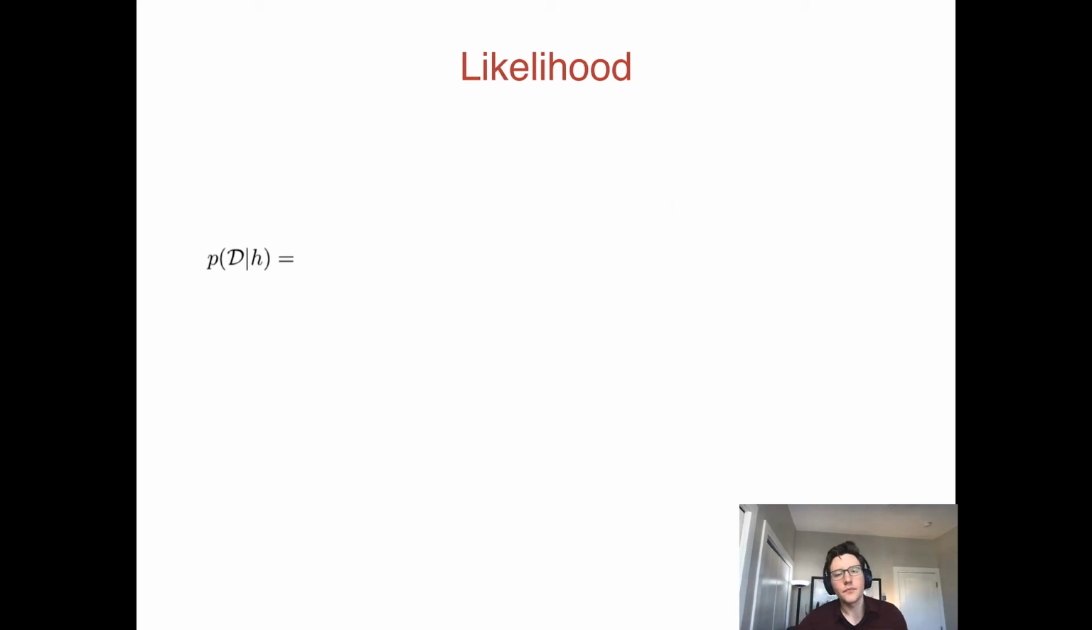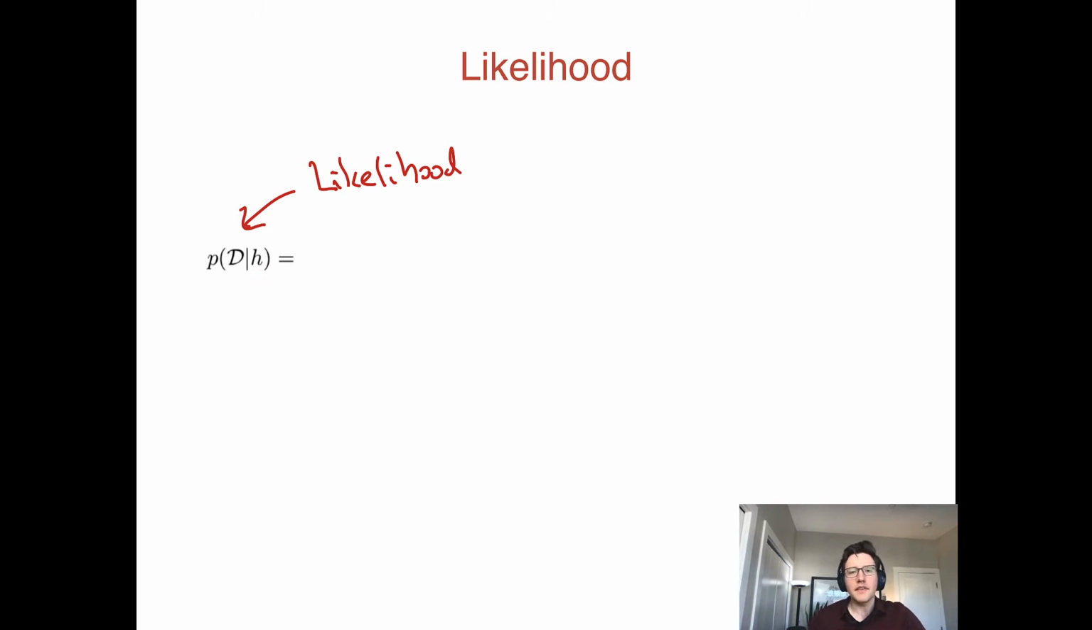Okay, so we're going to try to formalize this process of concept learning that humans undergo. To do that, we need to introduce a couple of concepts and define them. The first one is called the likelihood. We define the likelihood as the probability of data given a specific hypothesis.